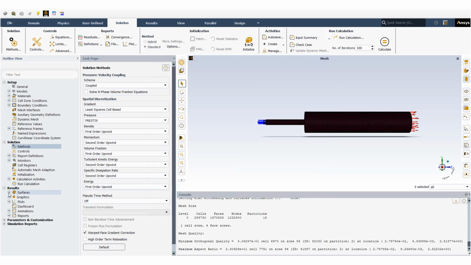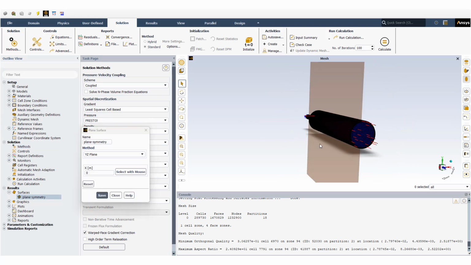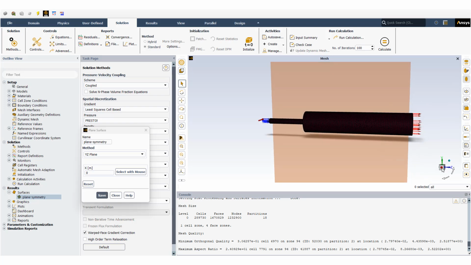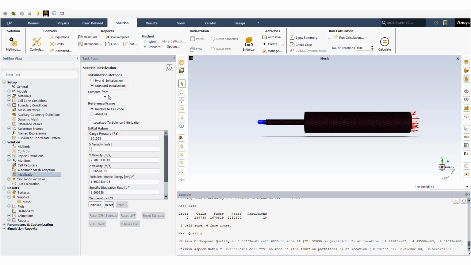Also, I defined a plane symmetry. As you can see, this is the plane symmetry that we have, where I check the results at this plane. And let me first initialize the domain. I initialize it from inlet. Okay, that may make it easier for us.